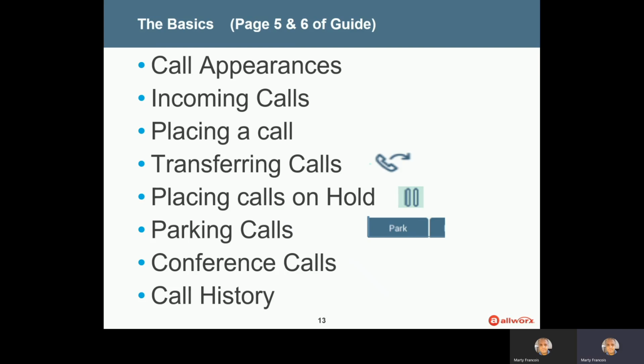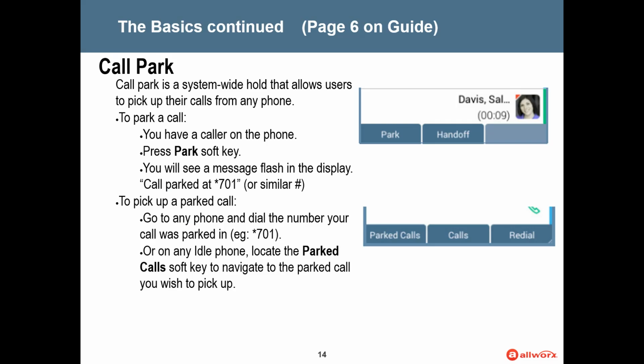So let's talk a little bit about parking calls. When you're talking to someone and you want to park the call, you'll notice in the soft key line, there's no button for park. So you have to look at the soft key line when you're on an active call, and you'll see an option to park the call. And I showed you a picture of that here. So if you're talking to someone and you press park, it's going to show on the screen where that call got parked. By default, it's always going to park the call at a system extension behind the scenes called star 701. So you park a call and it'll say on the screen, call parked at star 701.